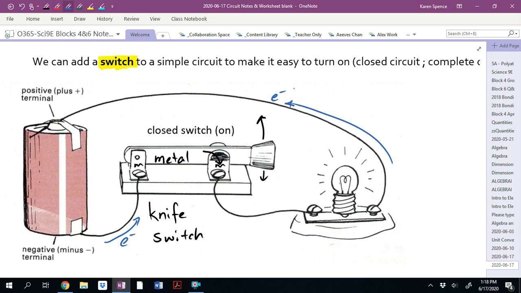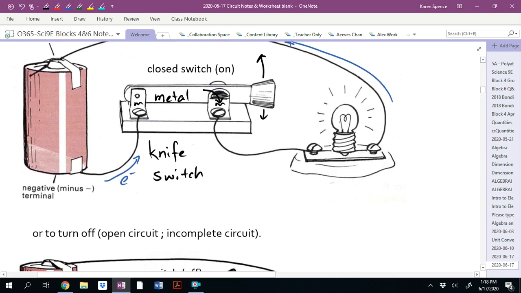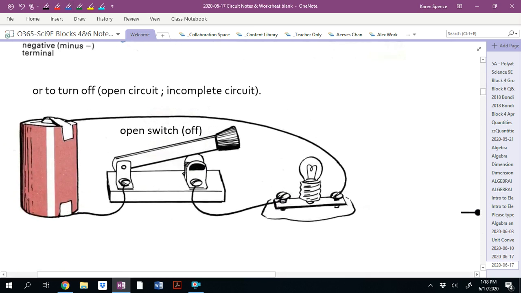Okay. Let's open that switch. You notice we've opened it. Now there's no connection between the metal and the metal. And so now we have an air gap there, so this is an open circuit or an incomplete circuit, and the light is off.